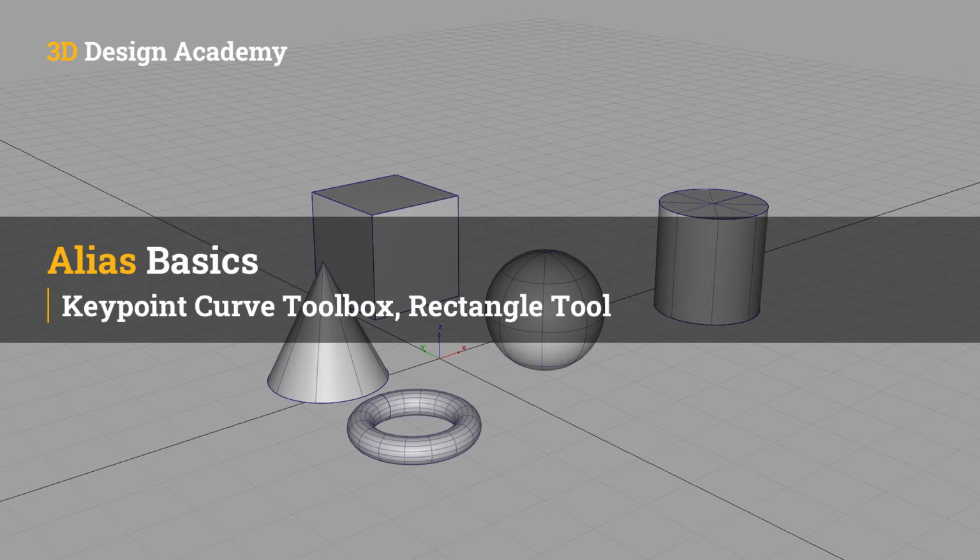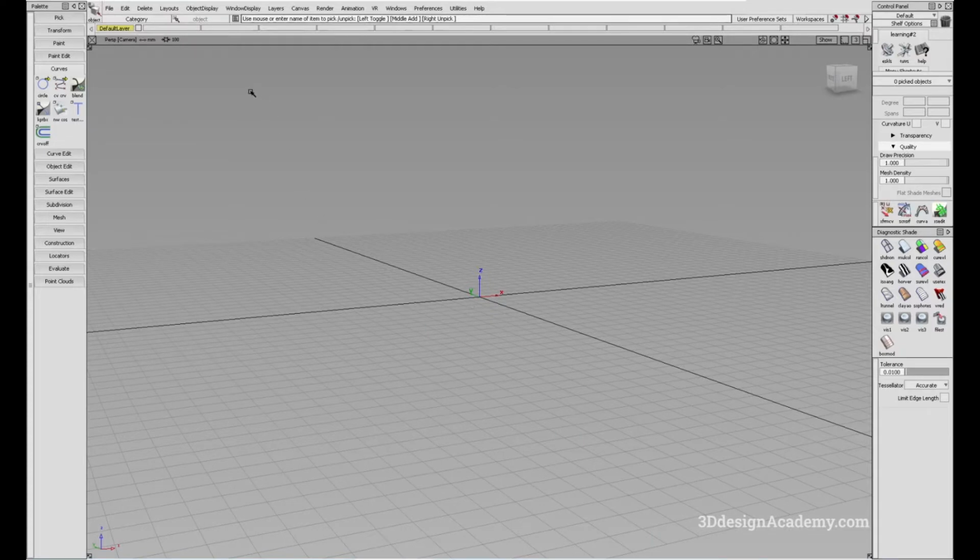In this lesson, we will learn about the rectangle tool within the Keypoint Curve Toolbox. The rectangle tool is located within the Keypoint Curve Toolbox, which is located right here.